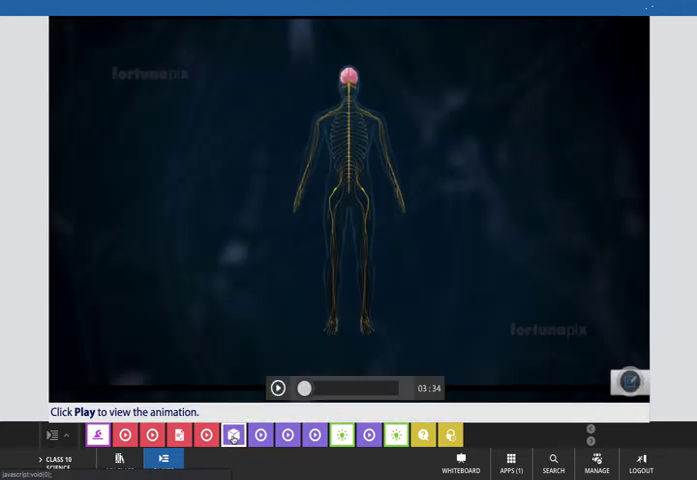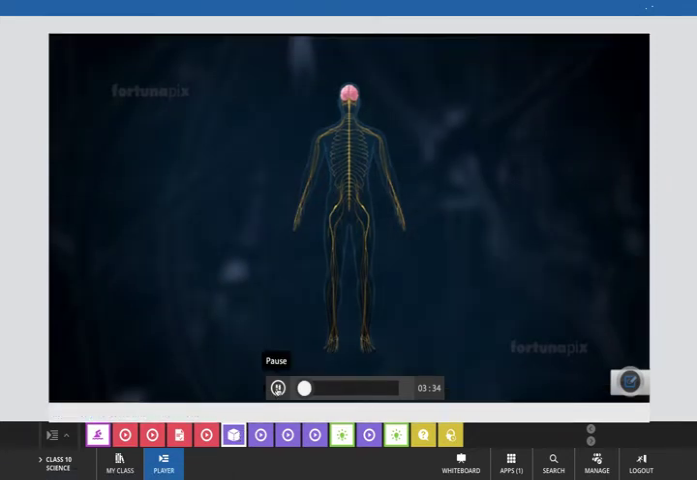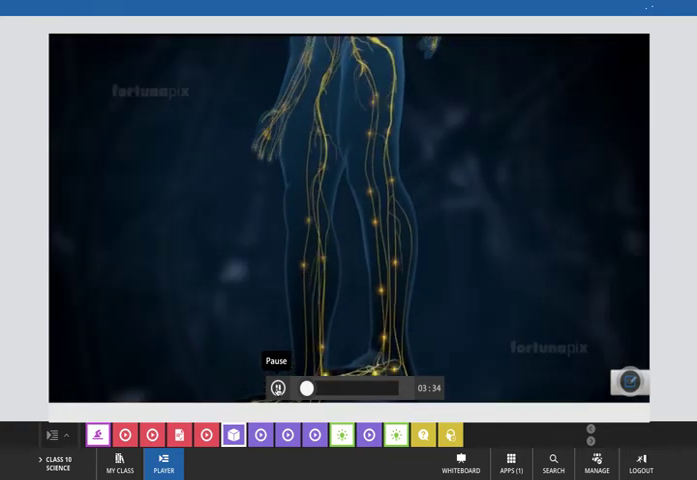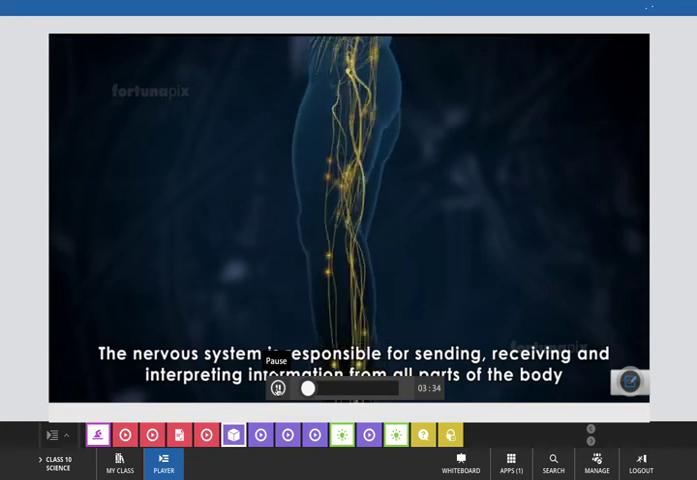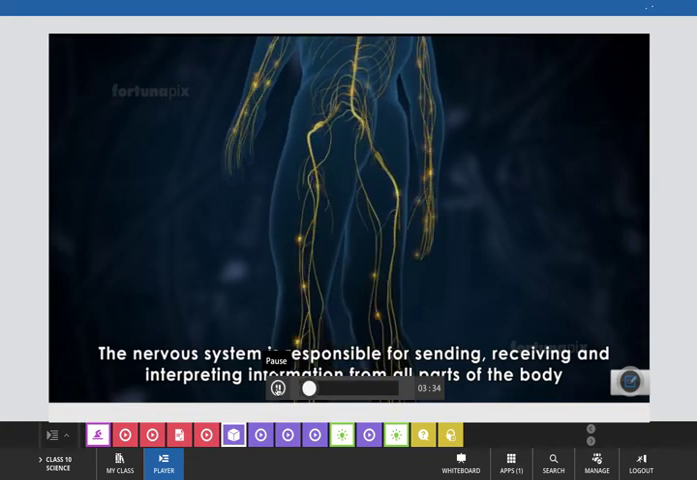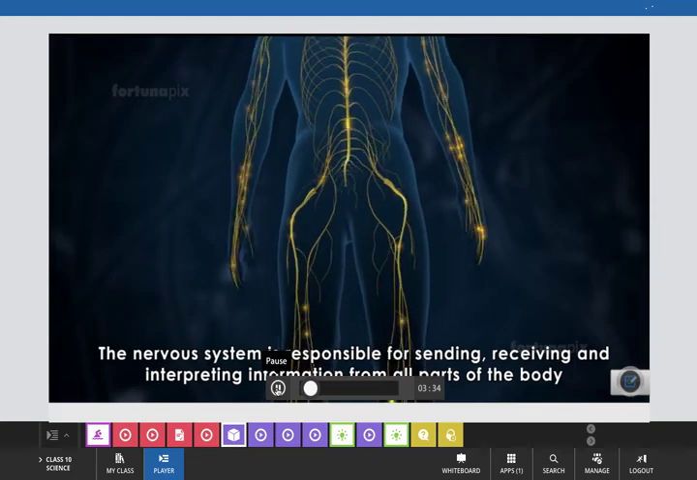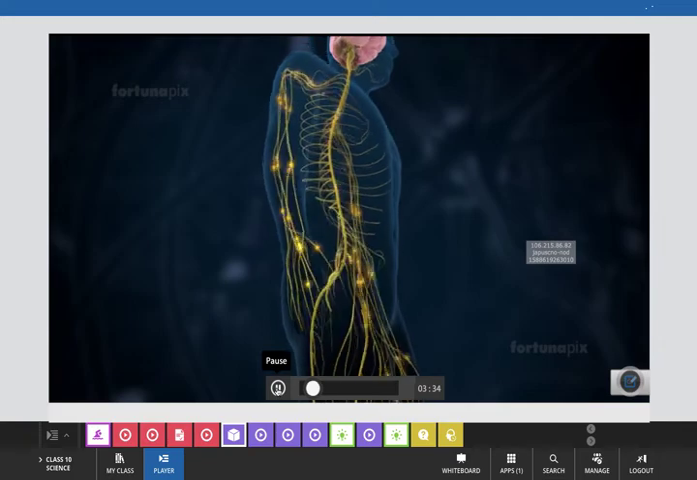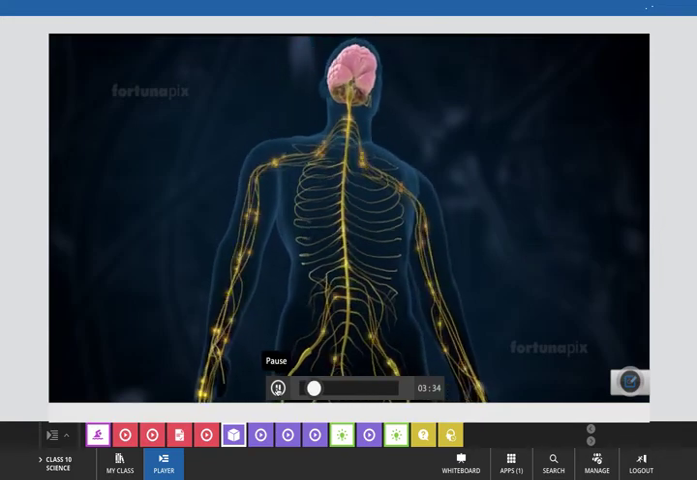Now, with the help of this 3D, you will be able to quickly revise our central nervous system and how our nervous system works in our control and coordination process. Once again, we will revise it. Central nervous system. The nervous system is responsible for sending, receiving, and interpreting information from all parts of the body. It responds to external stimuli and also monitors and coordinates the functions of internal organs.